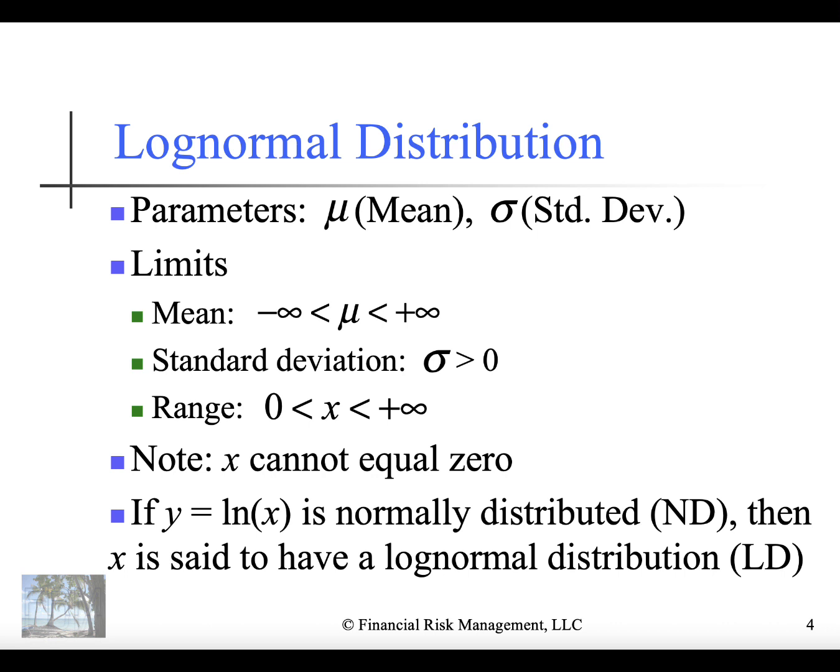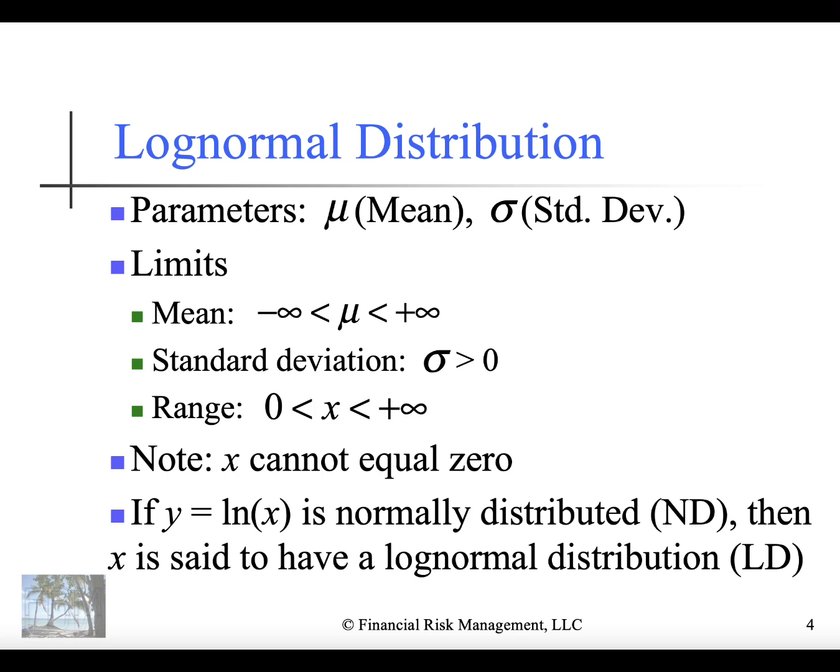The log normal distribution is what's known as a two-parameter distribution. The limits of the mean are between minus infinity and plus infinity, not inclusive. The standard deviation has to be greater than 0. It can't be equal to 0. And one interesting and very profound observation on the log normal distribution is that the variable itself cannot be 0. It has to be positive and less than positive infinity.